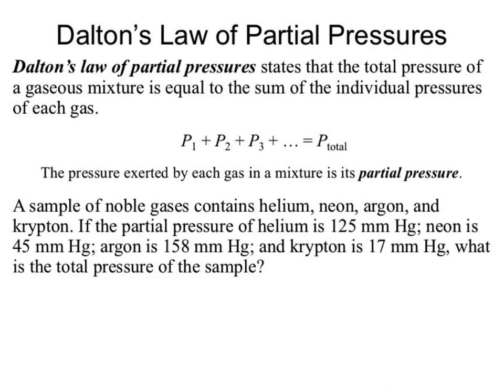How do you figure it out? That's it. You literally just add the numbers up and you're done. Okay? That's Dalton's law of partial pressure. It has a big fancy name, but all it means is you just add up all the pieces and that's the total pressure. That's it.